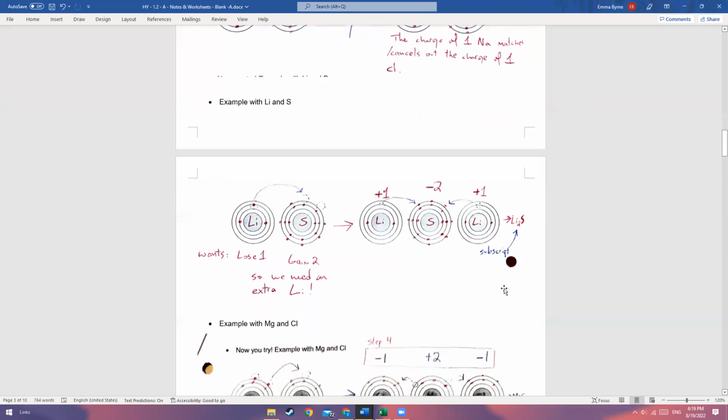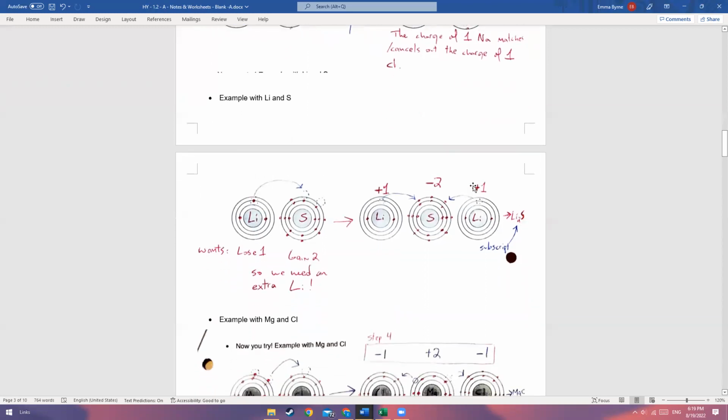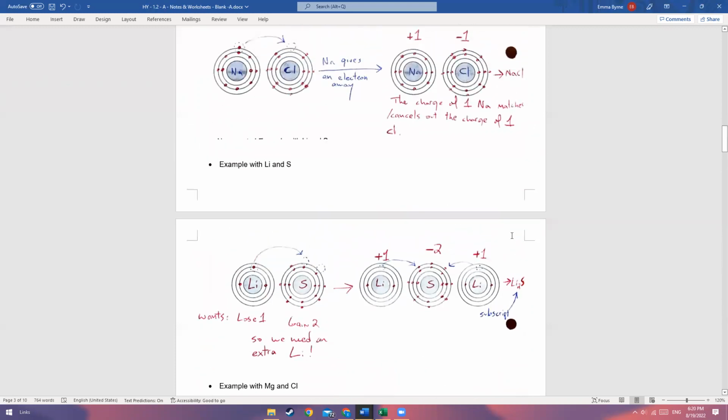And that 2 in a chemical compound formula will always be a subscript. And if you're wondering, could I write SLi2? Usually what you'll want to do is list the cation first, or the positive one, and then the anion, or the negative one. That's usually how the notation works for these compounds.